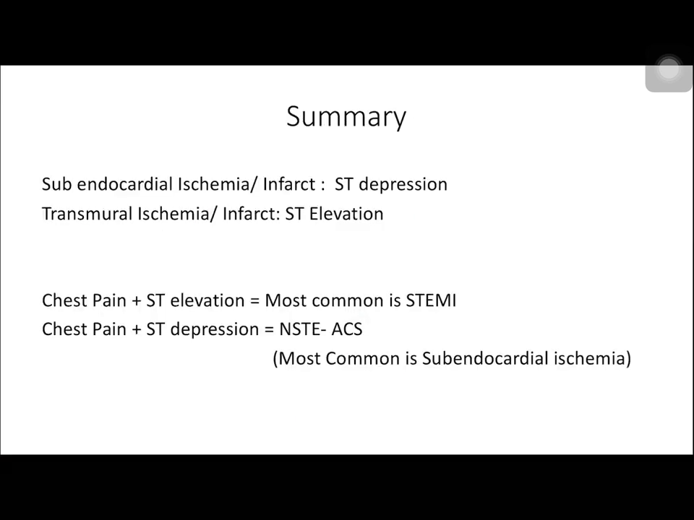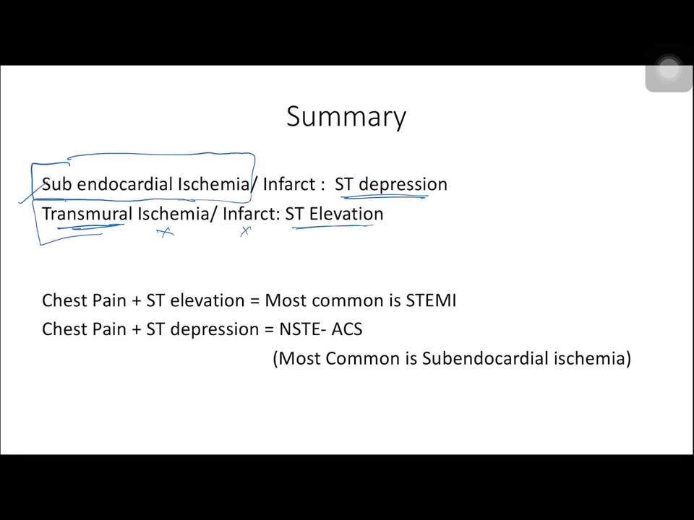So in summary, a subendocardial ischemia or an infarct will cause an ST segment depression, and a transmural ischemia or an infarct will cause an ST segment elevation. It does not matter whether it is an ischemia or infarct; it is mainly determined by the vector, which is again determined by whether the location is subendocardium or transmural. That will determine whether it's an ST segment depression or an ST segment elevation.